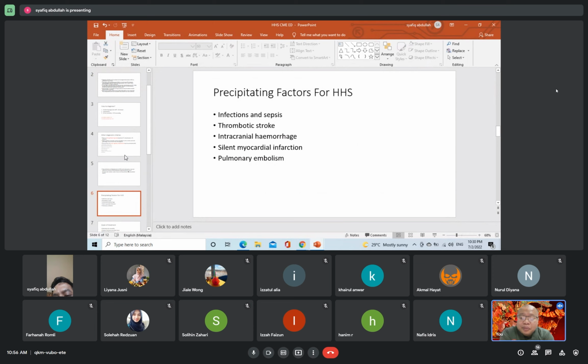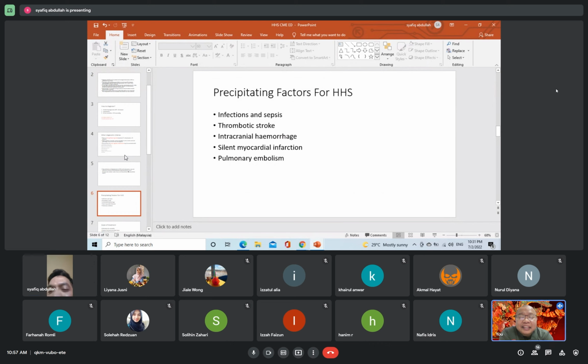Okay. So, ada soalan tak pasal HSS kepada Shafiq? Shafiq, okay? Saya macam tak pernah jumpa lagi HSS kat ED. Tak jumpa lagi? Tak jumpa lagi. Lalu banyak je HSS ni.